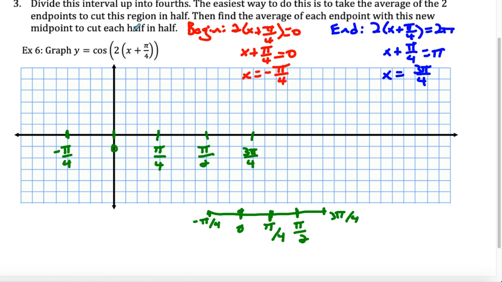Now I am graphing cosine, and there isn't an amplitude change. So that means I'm starting at the maximum of 1, going to the midline, the minimum, to the midline, to the maximum. So here is what one period of cosine would look like for this graph.